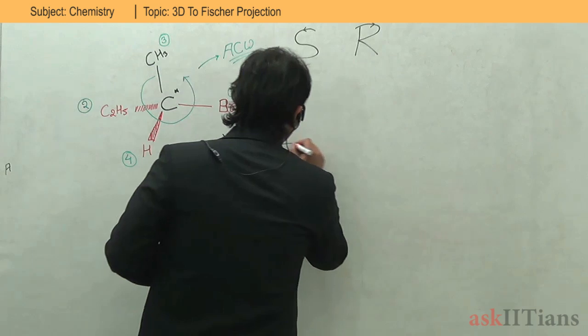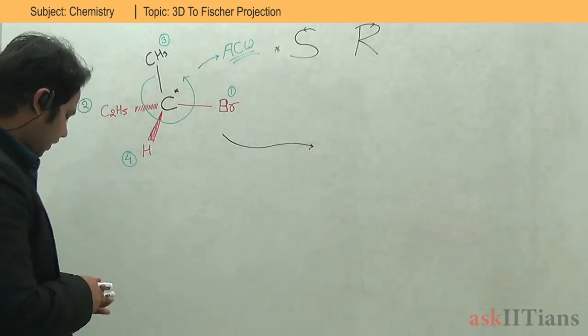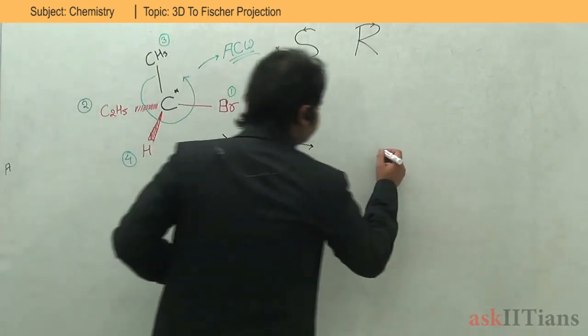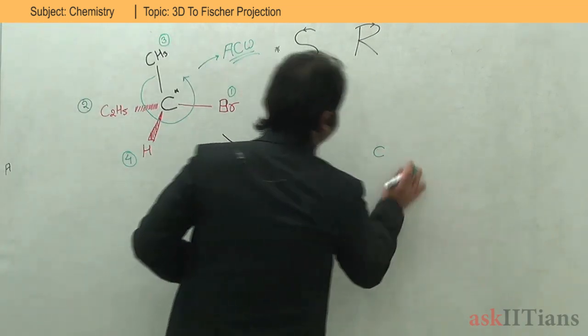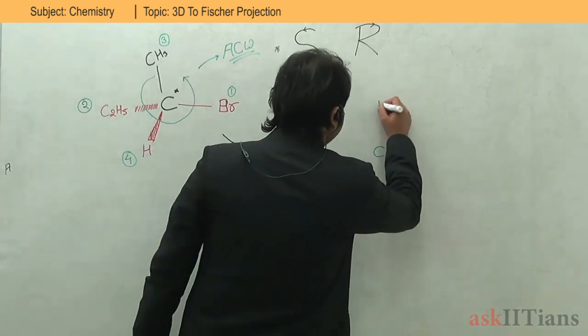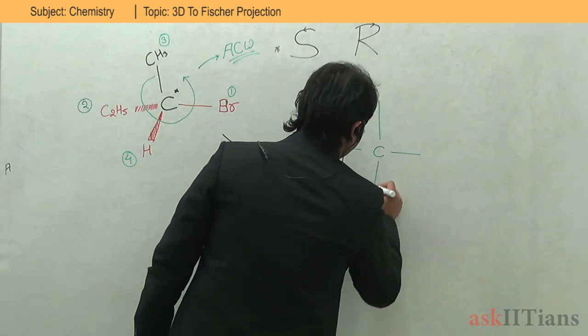So now this is the right time to define the Fischer projection. If I'm going to define the Fischer projection, first I have to take C, my chiral carbon atom. I'm taking C over here, and then just mark that one bond is over here, one bond is over here, and over here.